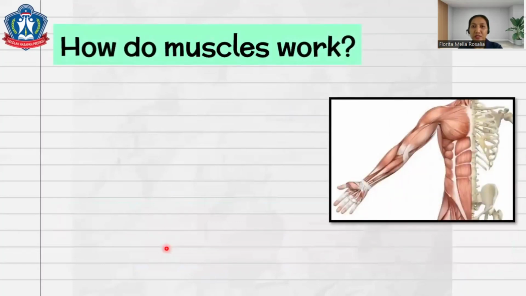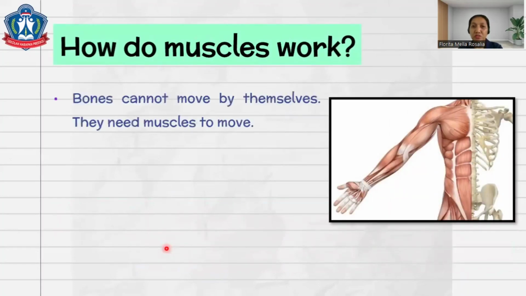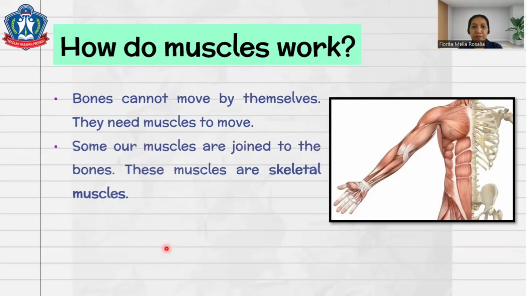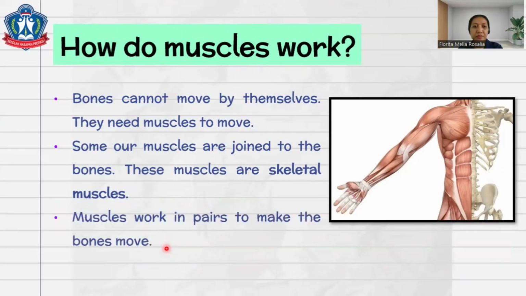So how do muscles work? Bones cannot move by themselves. They need muscles to move. Some of our muscles are joined to the bones. These muscles are skeletal muscles. Muscles work in pairs to make the bones move.